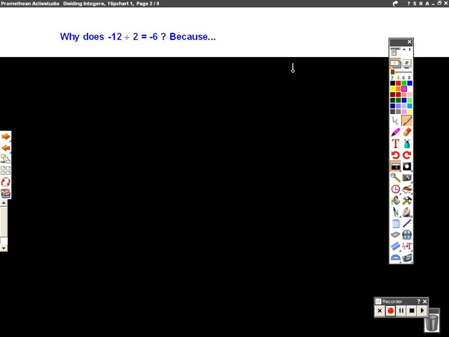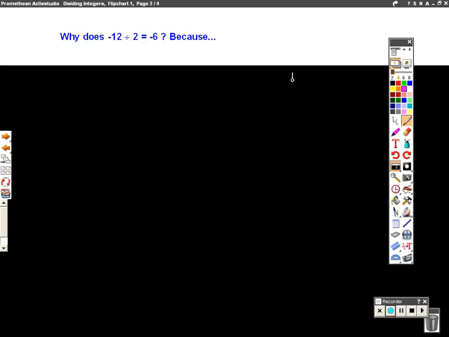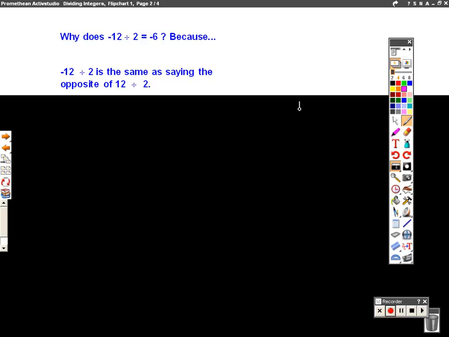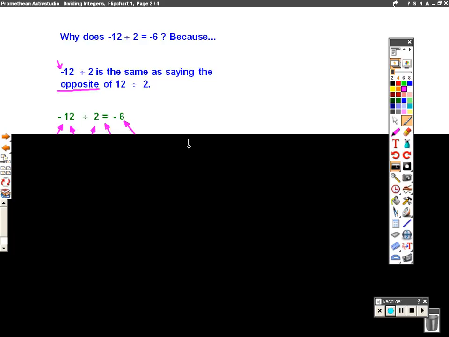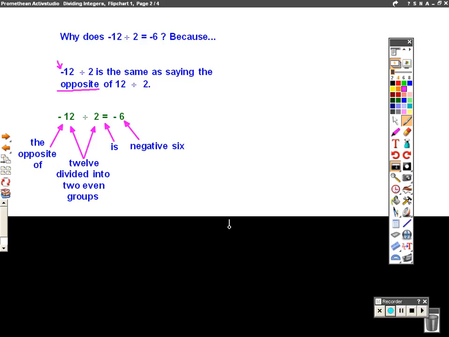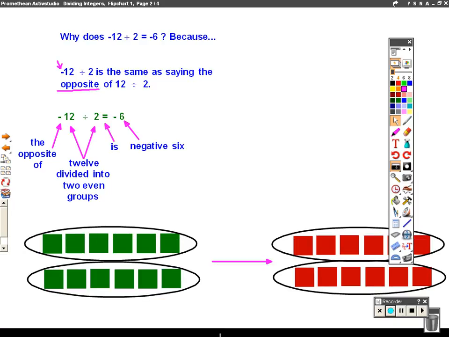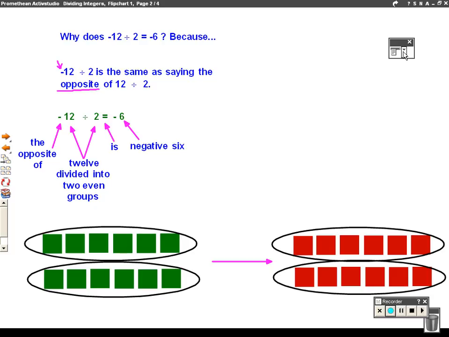So why does negative 12 divided by 2 equal a negative 6? Because negative 12 divided by 2 is the same as saying the opposite of 12 divided by 2. The opposite. So you'll notice that the negative represents the opposite of 12 divided into 2 even groups, which is negative 6. And here's a picture of that. We know that 12 divided into 2 even groups is 6. 1, 2, 3, 4, 5, 6. The opposite of 6 is negative 6.